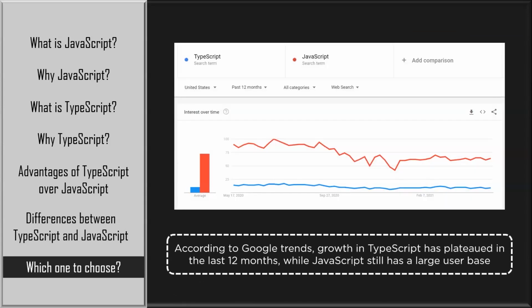According to Google Trends, growth in TypeScript has plateaued in the last 12 months, while JavaScript still has a large user base. So with that, you can gather that a lot of developers out there prefer JavaScript over TypeScript. But if you wonder which one suits you better, if you're an experienced developer and work on smaller projects, then JavaScript is ideal. But if you prefer a statically typed language and you are working on a new library or a framework, or if you're working in a big project with multiple developers, then TypeScript would be a better option.